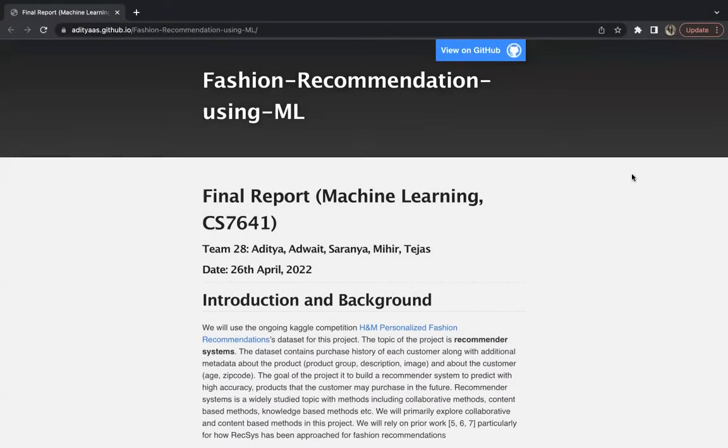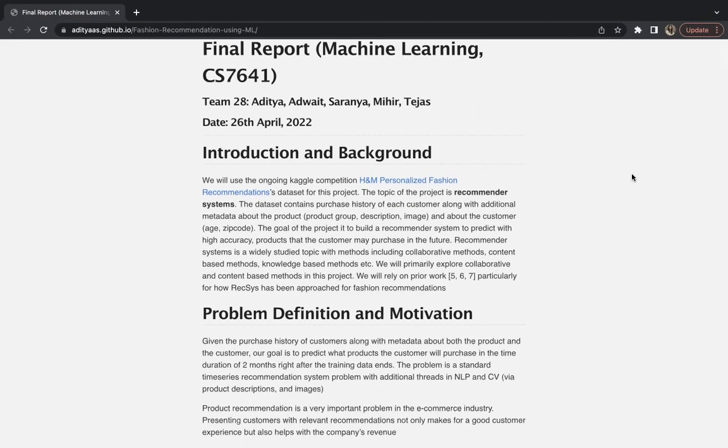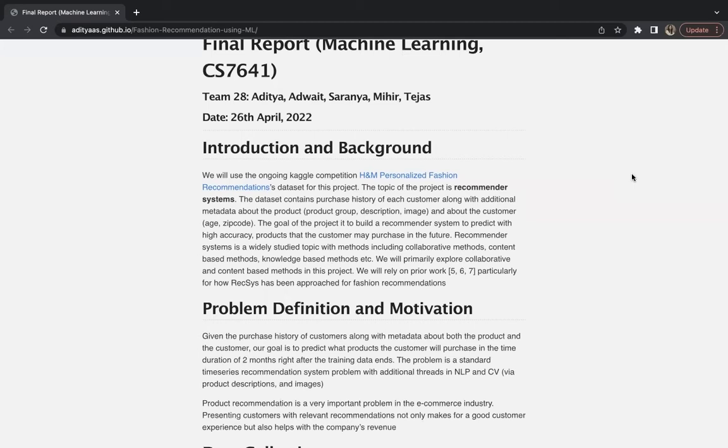We worked on fashion recommendations using machine learning. Our project is based on the ongoing Kaggle competition, H&M Personalized Fashion Recommendations, using recommender systems. Our data set consisted of purchase history for each customer, along with features such as their age, zip code, etc., and features of the purchase product, such as product group, description, image, etc.